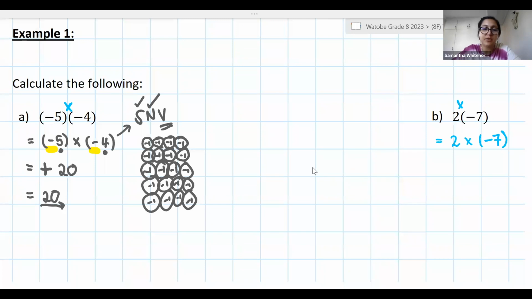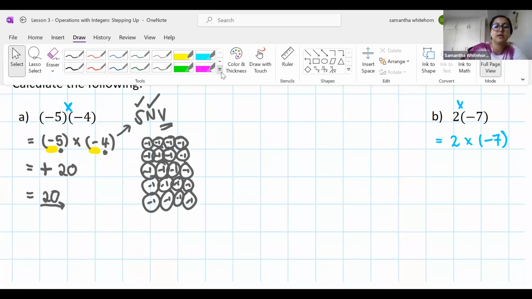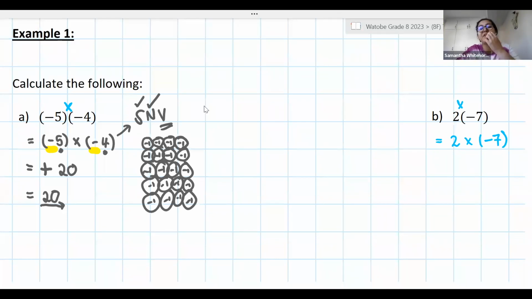Rio, do you want to help me here with question B? Ma'am, it's negative 14. Okay, perfect. Now, why is it negative? Because negative 7 times 2 is negative 14.